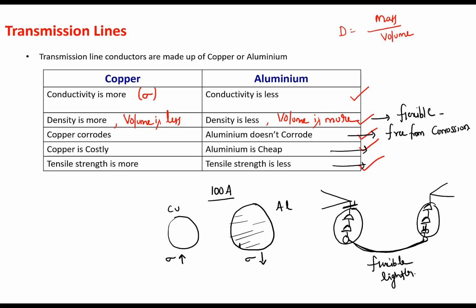Understand? So these are all 5 advantages of aluminum over copper. Any doubt you can ask me in this comparison. Is it okay, everyone? Yes, sir. Can I move forward? Yes, sir. Okay.